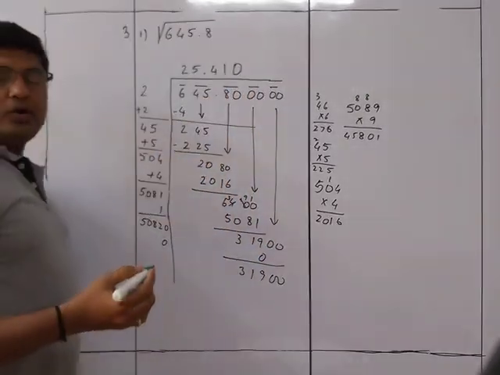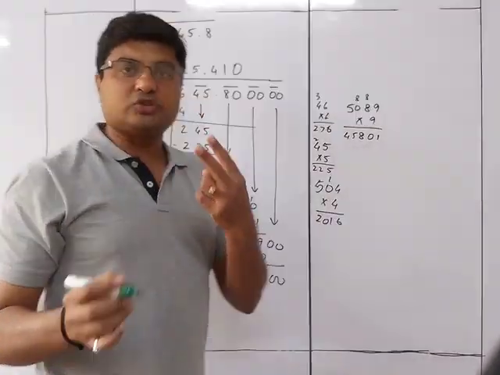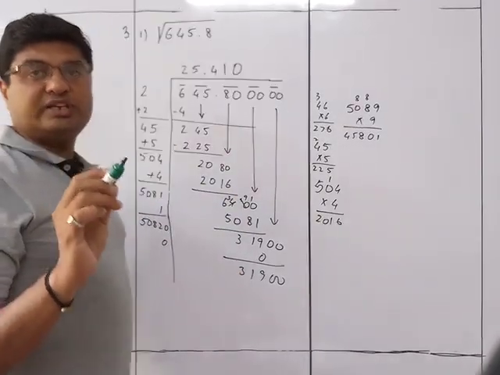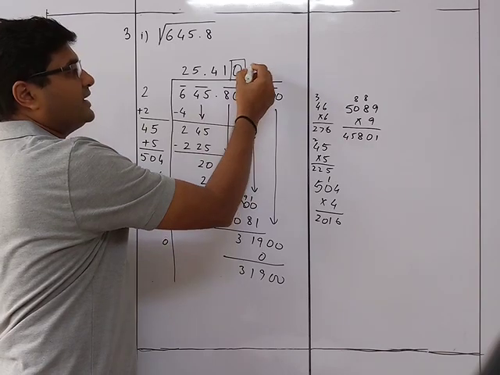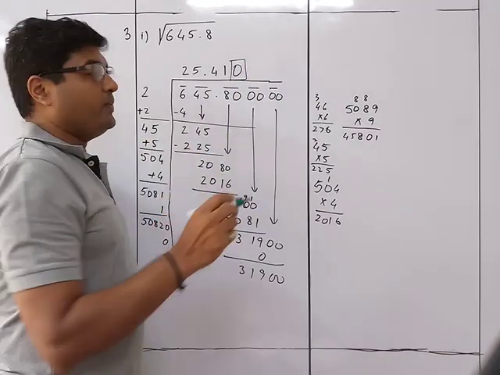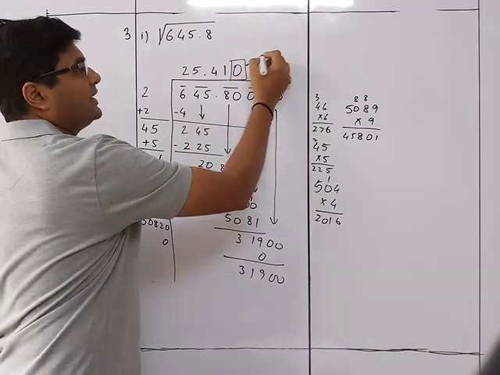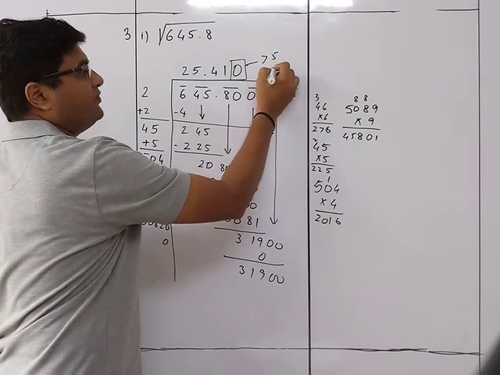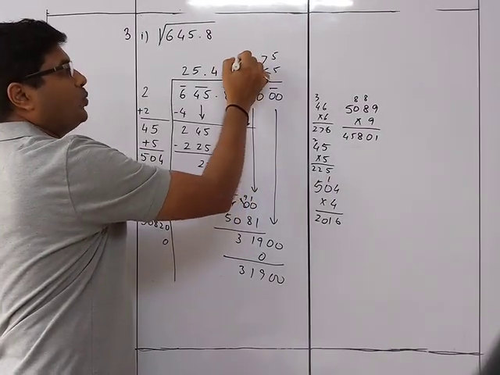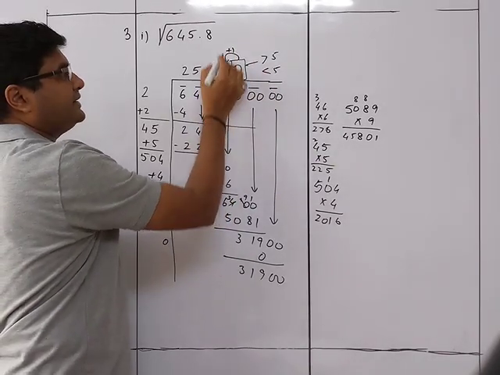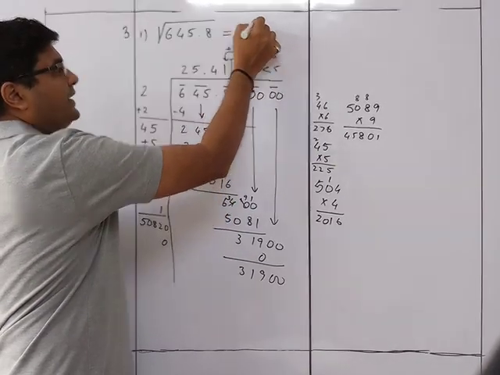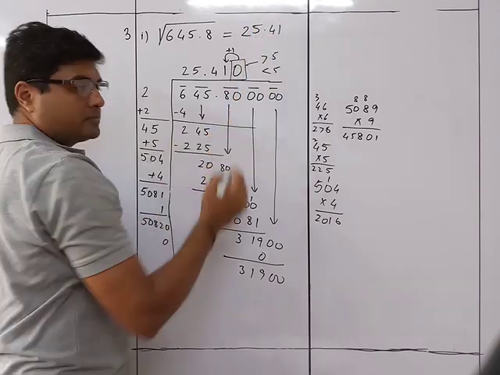Now I wanted to find out only till 2 decimal places. So what I needed was just to check whether the third digit is greater than 5 or less than 5. If it is greater than 5, then 1 will be added to this. But if it is less than 5, it will remain as it is. So the answer over here is 25.41.